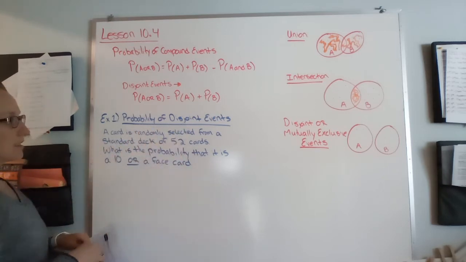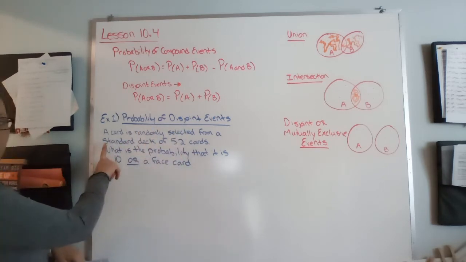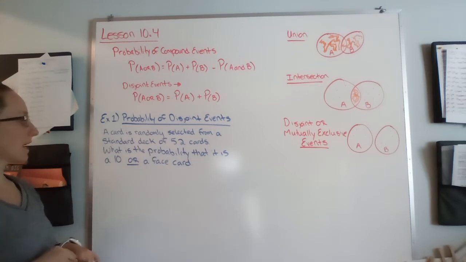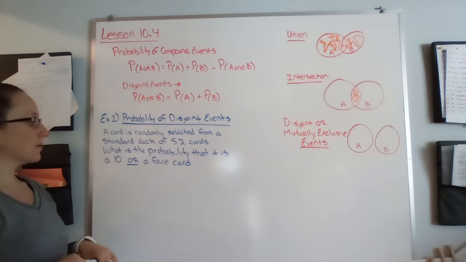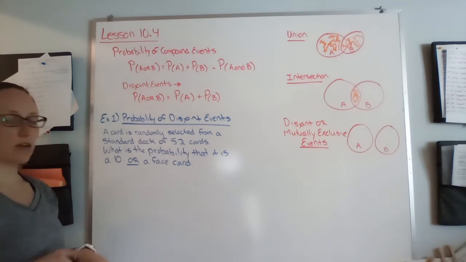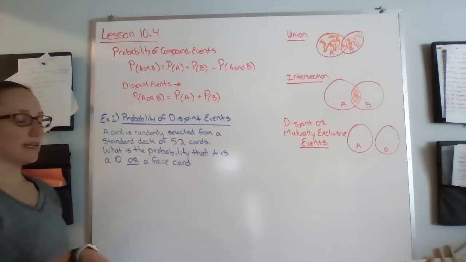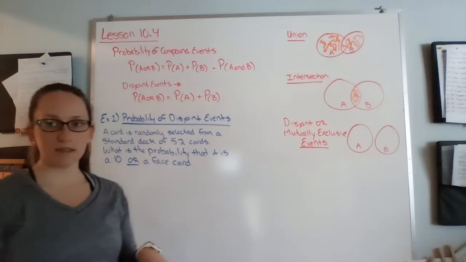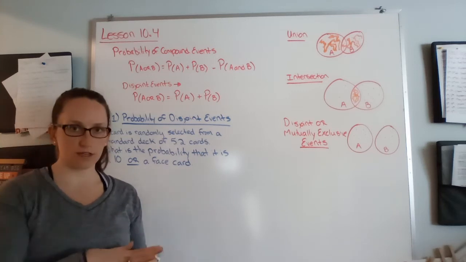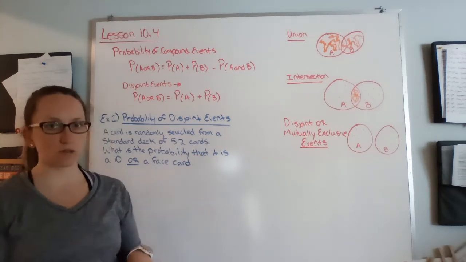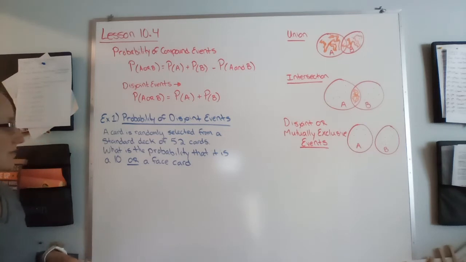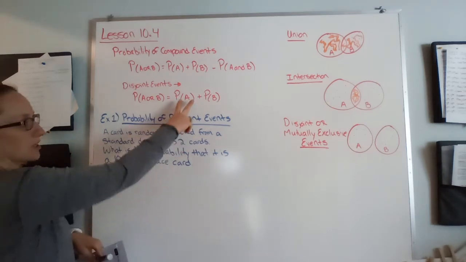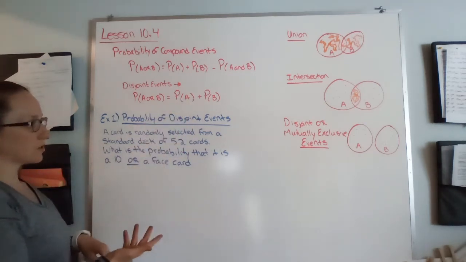Probability of disjoint events. Here it says a card is randomly selected from a standard deck of 52 cards. What is the probability that it is a 10 or a face card? Since 10s and face cards don't have anything in common, meaning there are no 10s in a deck of cards that's also a face card, there's not a face card that's also a 10, right? There are no outcomes that are the same. That's why it's mutually exclusive or disjoint.